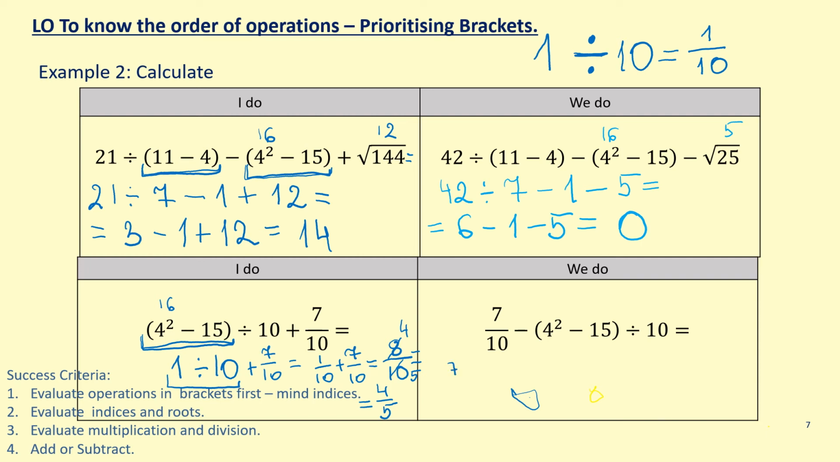Again, it's 7/10, and I need to evaluate this bracket. So I need to do this 4 squared first, which is 16. So it's take away. 16 take away 15 is 1. Divide by 10. Again, I need to do the division before I do subtraction. So that's the same as 7/10 take away 1/10. Take away the tops because I've got two fractions with the same denominators. 7 take away 1 is 6 over 10.